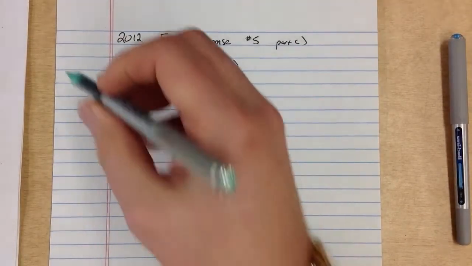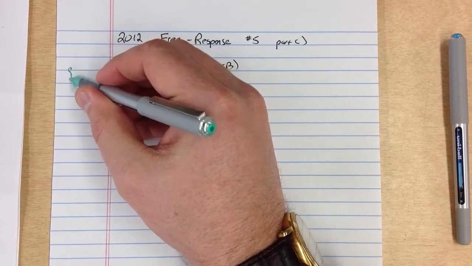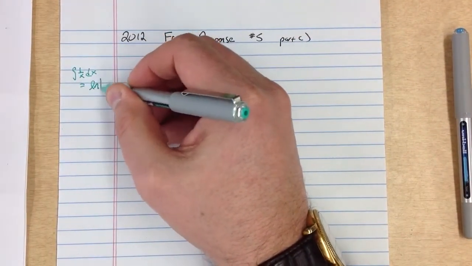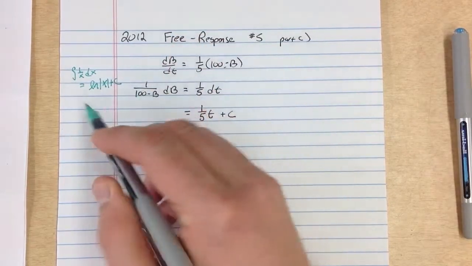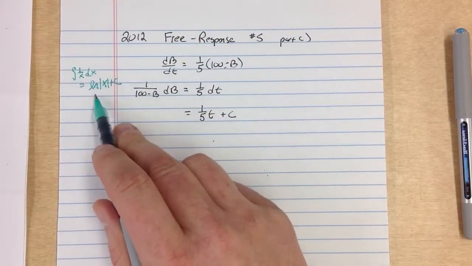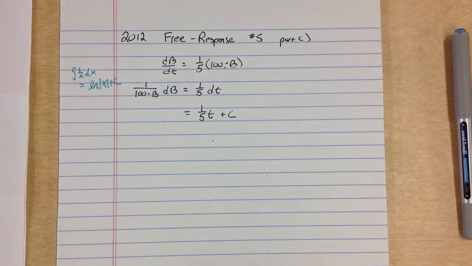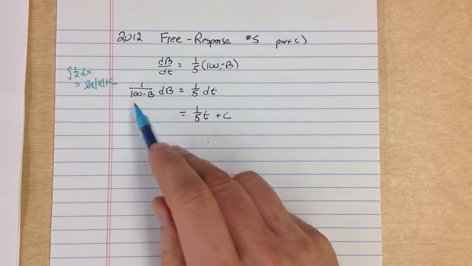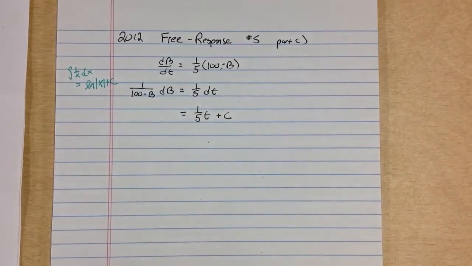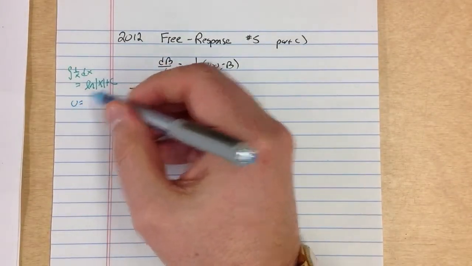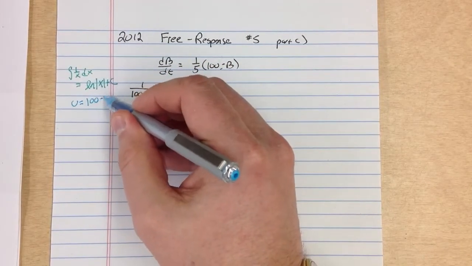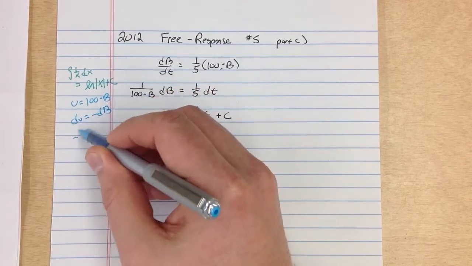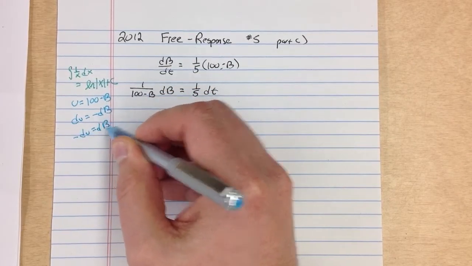One thing to keep in mind is we need to know that the integral of 1 over x dx is equal to the ln of the absolute value of x plus C. So if I have the integral of 1 over x, that's going to give me an ln. The other thing I need to know is that there's going to be a u substitution here, because I don't just have 1 over x, I have 1 over 100 minus B. So I'm going to do a u substitution of u equals 100 minus B, and that means that du is going to be negative dB, and therefore negative du equals dB.